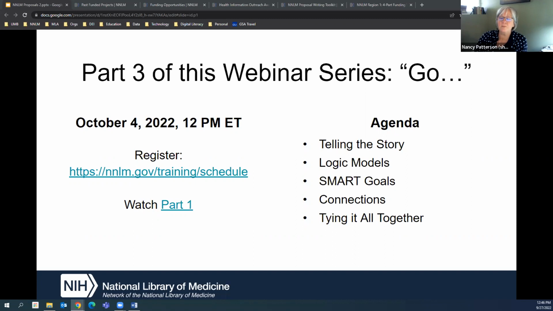We will cover logic models and SMART goals, but pretty briefly. We'll talk about the various connections that are important to be reflected in the proposal, and about tying it all together. It's a lot of different components.